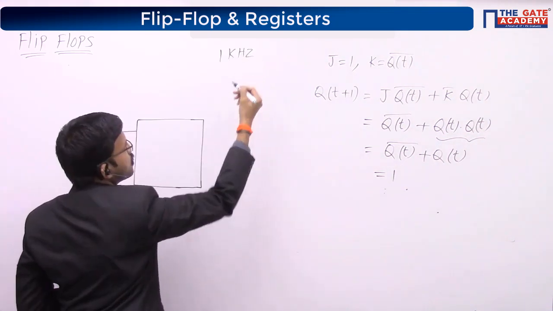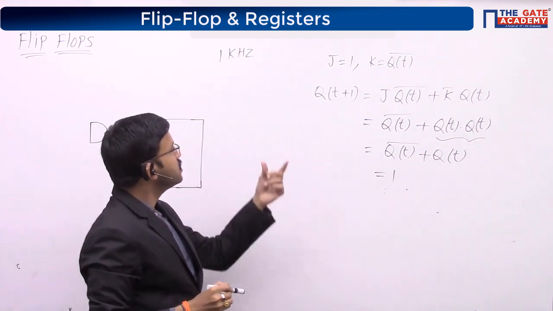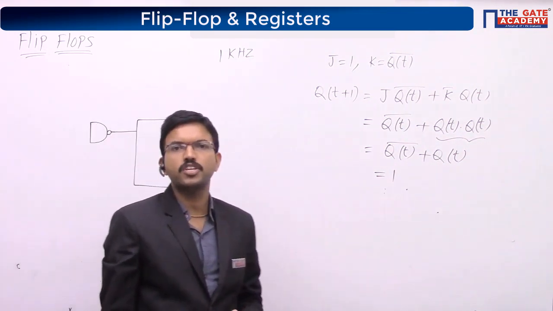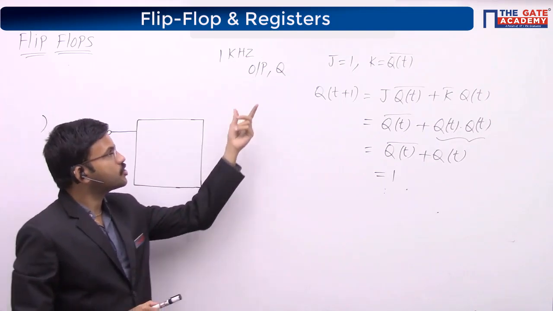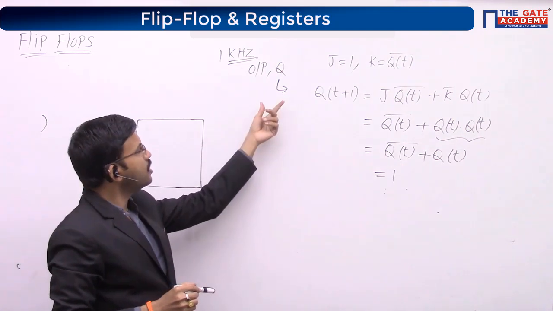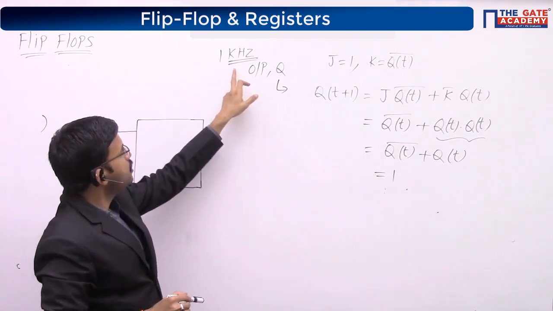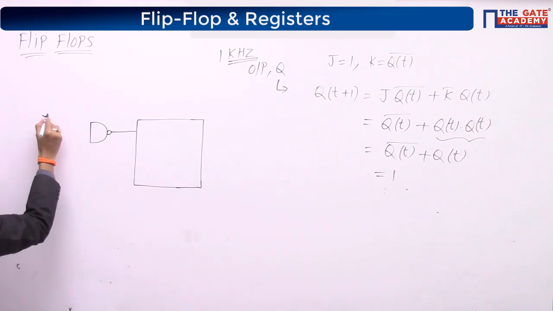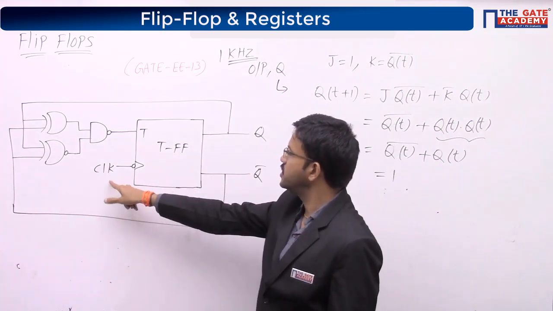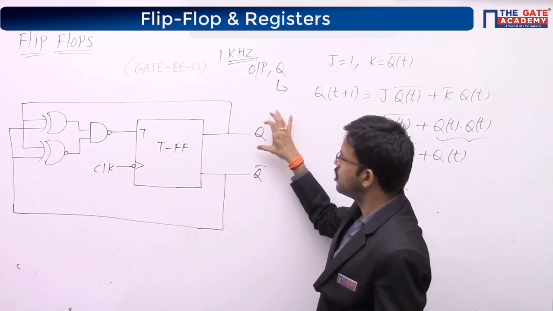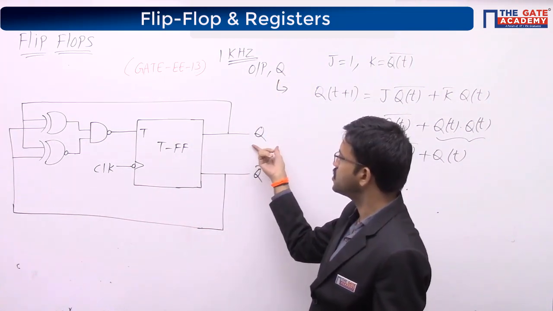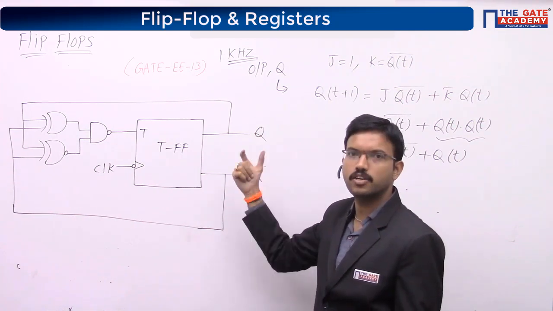Next question, the clock frequency applied to the digital circuit shown in the figure is 1 kHz. If the initial state of the output Q of the flip-flop is 0, then the frequency of the output waveform Q in kilohertz is dash. Draw the circuit diagram. He has given the circuit diagram like this. He has mentioned the clock frequency of the signal is 1 kHz and he is observing the output at Q. Okay, the initial state is 0. Now he is asking the frequency of this particular waveform at Q in kilohertz.